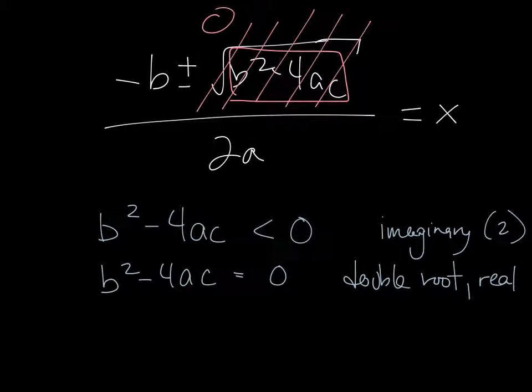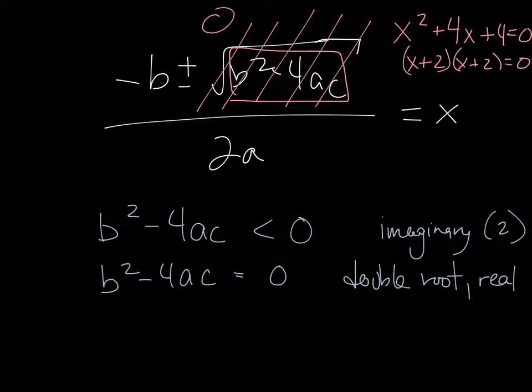This would be an example, if you recall, that would be like this. Because this would factor into x plus 2, x plus 2. Get the same root twice, a double root, and they're both real.